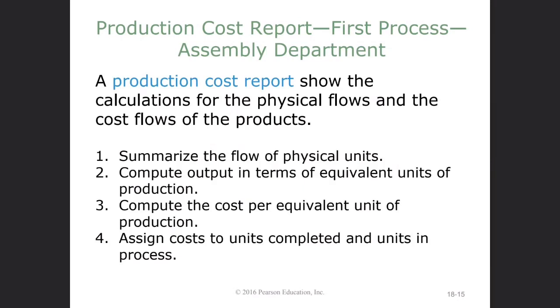So the production cost report shows the calculations for the physical flows and the cost of flows of the products. It summarizes the flow of physical units. It computes the output in terms of equivalent units of production. It computes the cost per equivalent unit of production and assigns cost to units that are completed and units that are also in process.